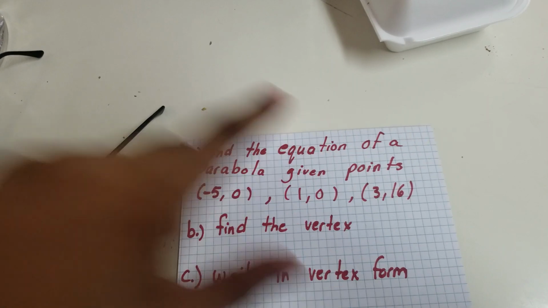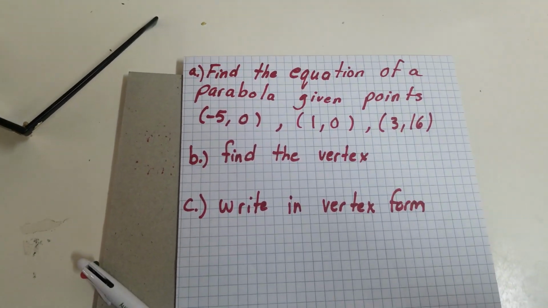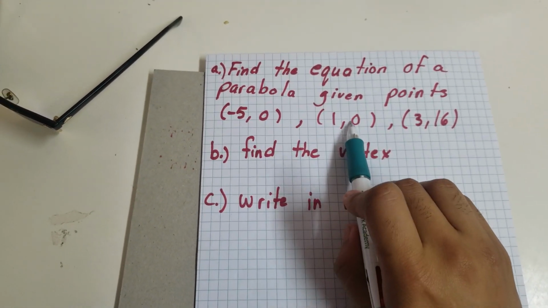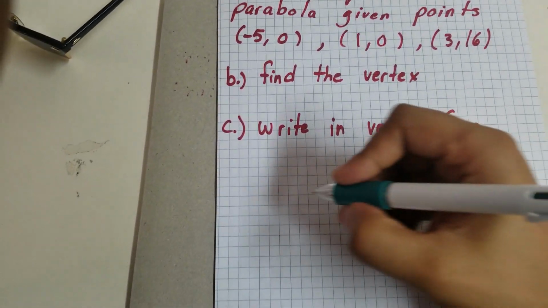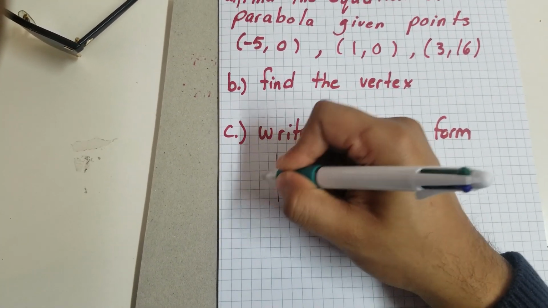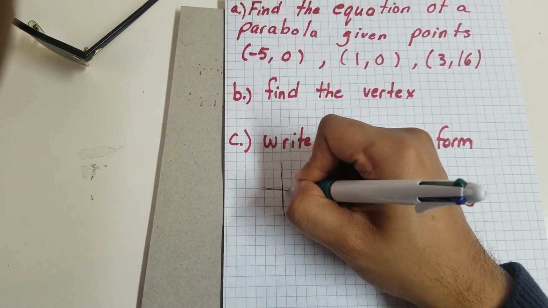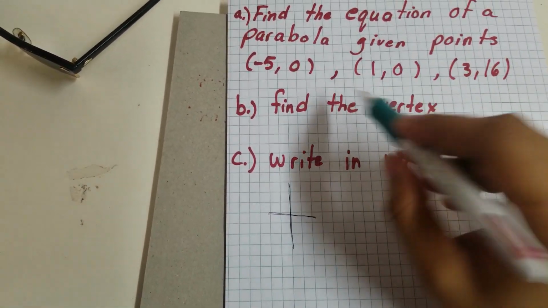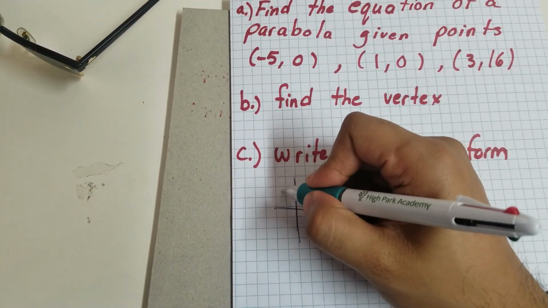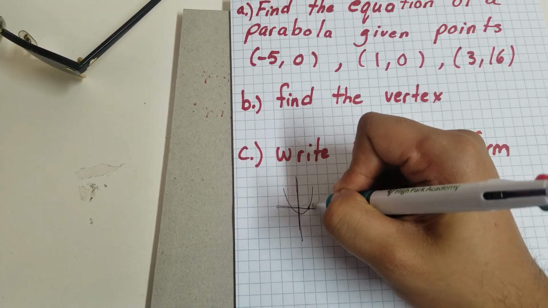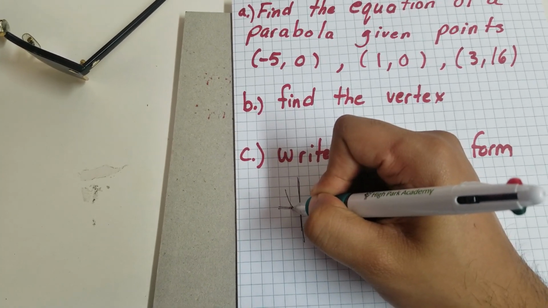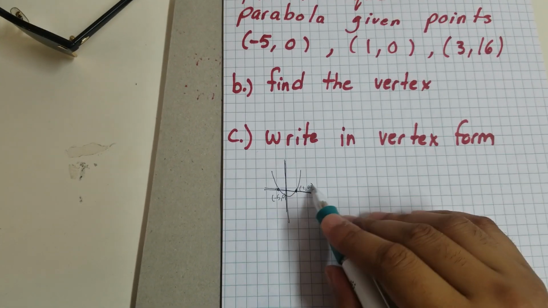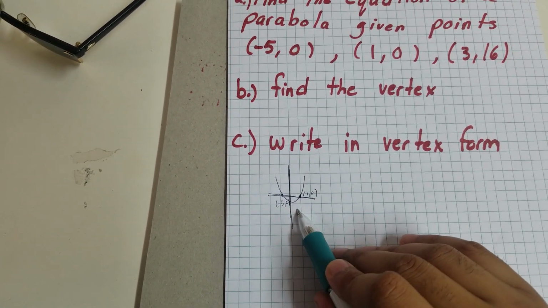Okay, let's start with A. We know immediately that if we look at the first two points, these are the zeros of the parabola. So if I quickly draw a little sketch, the parabola is going to intersect those two points, -5 and 0, 1 and 0. It's going to look something like this. There's my 1 and 0, and here's my -5 and 0. Those are the zeros of the function.